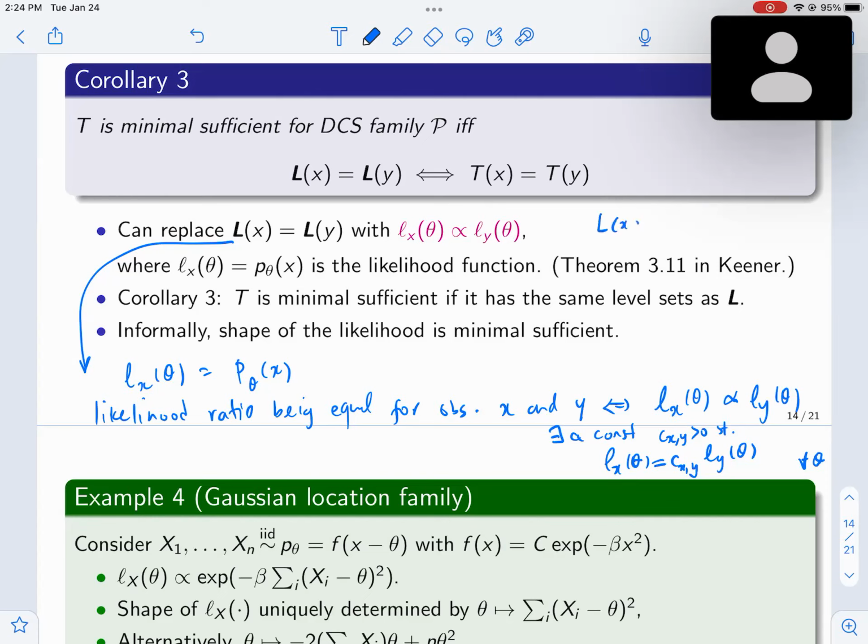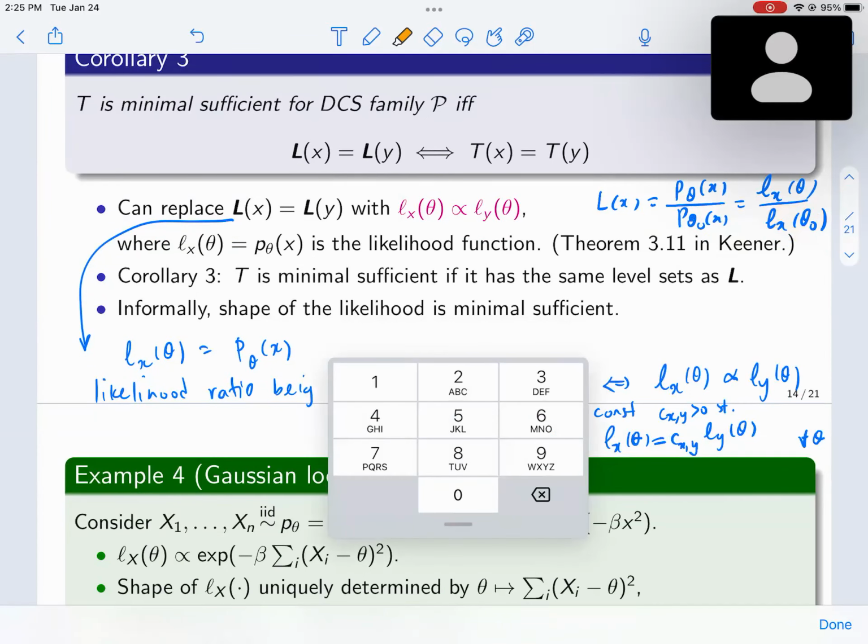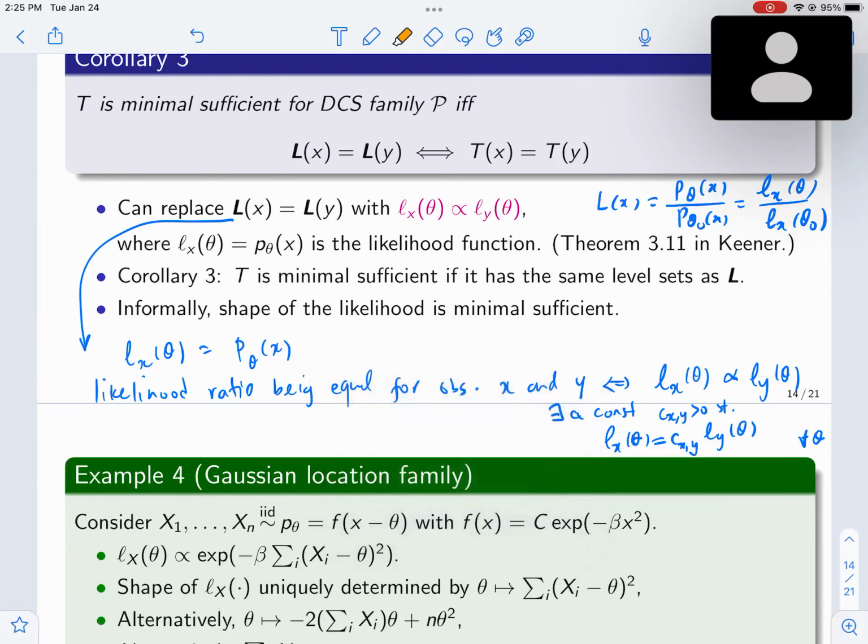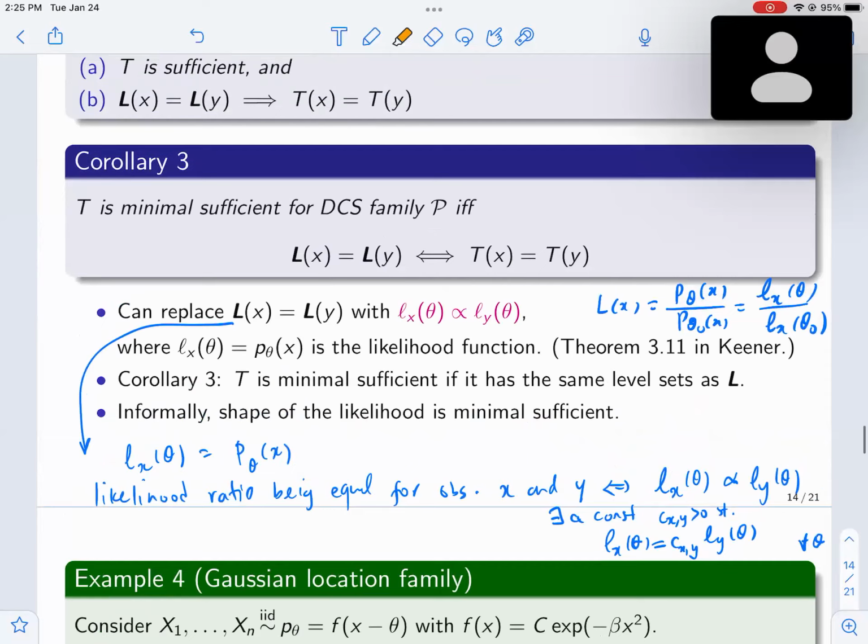Okay, this should roughly be clear, because L of X is just P theta of X divided by P theta naught of X, which is just Lx theta divided by Lx theta naught. When you set this equal to the corresponding statement for Y, you can see that this behaves like a constant in theta, and the corresponding one for Y behaves like a constant in theta. So you rearrange, and you get this relation, where this would be just the ratio of those two constants. So this is, for example, what Keener does.